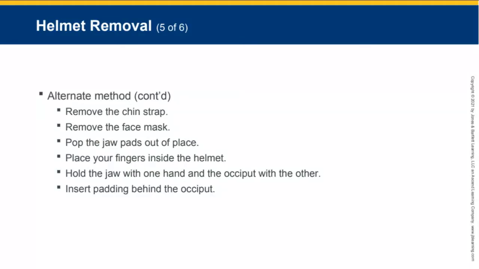Alternate method: remove the chin strap, remove the face mask, pop the jaw pads out of place. Place your fingers inside the helmet, hold the jaw with one hand and the occiput with the other. Insert padding behind the occiput. And this is a skill. I should have an old helmet, so I should be able to demonstrate this when we come face to face.